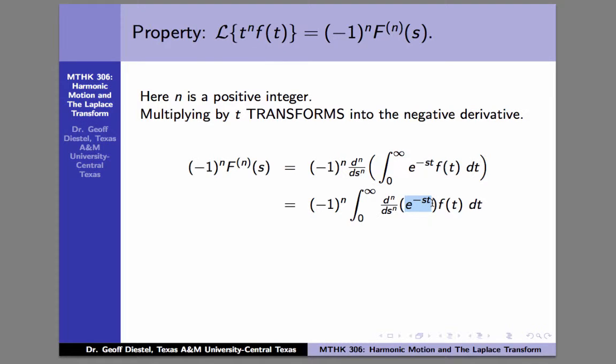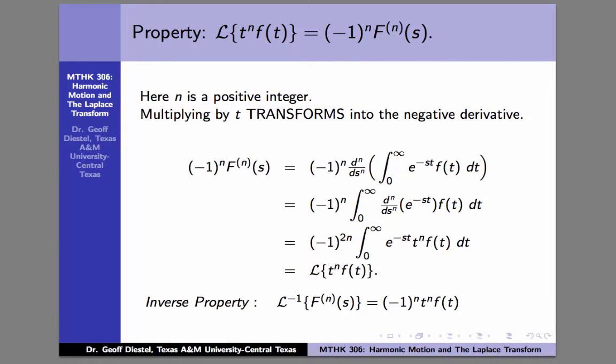What happens when you differentiate an exponential? Because the function is in s, we have a negative t times the s. So every time I differentiate, I'm going to get that exponential back times a negative t. So each time I do it, I pick up a factor of negative 1, and I pick up a factor of t. Since I do it n times, I combine all those powers of negative 1, and I get negative 1 to the 2n, which is an even power. So that's just 1. And what am I left with? I'm left with the Laplace transform of t to the n times f, which is what the formula is claiming.